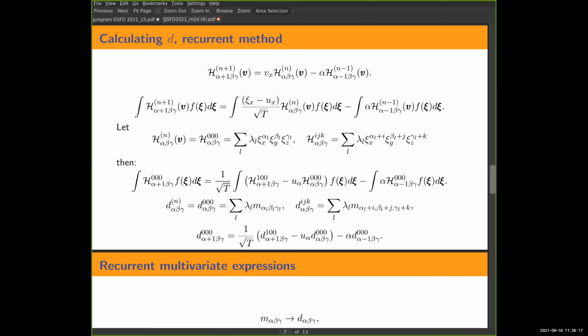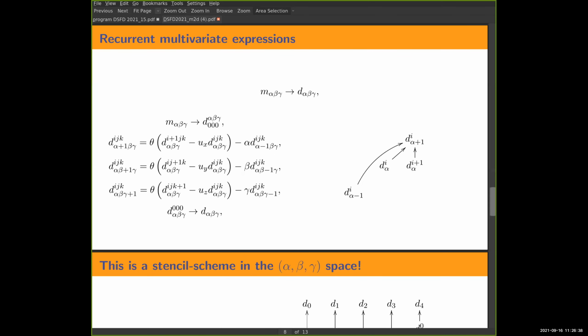After integration, we get shifted moments, for which we also introduced a new notation with i, j, k at the top. And the recurrent expression for the new moments is this formula with just 3 components. So this is how we convert raw moments to shifted Hermite moments.